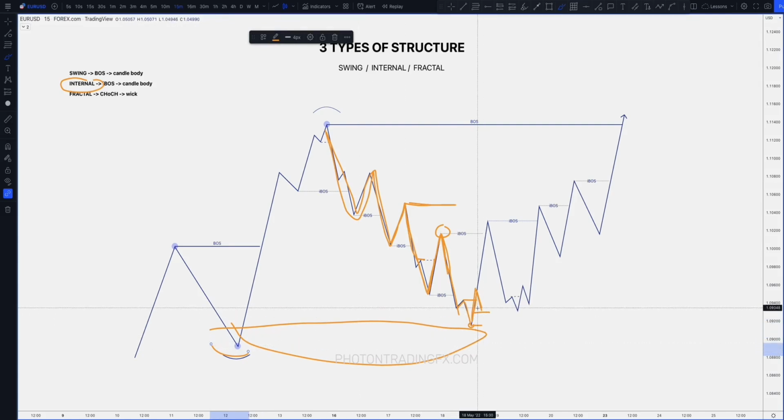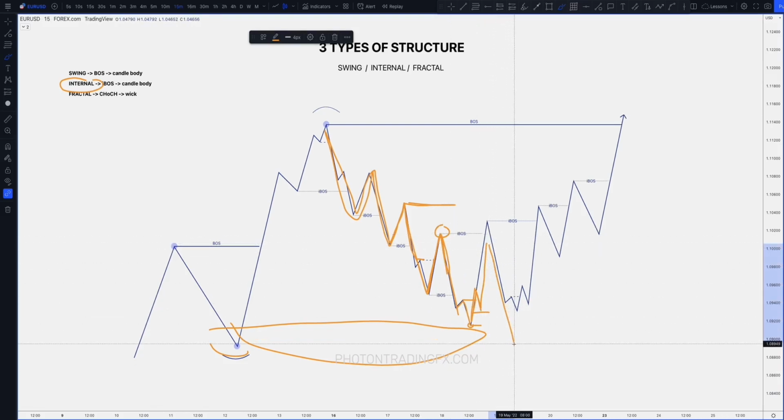So we can get in long here, but we have to accept that when price comes up to this point, if we're already long, we may want to take partial profits. You don't have to. Just be thinking about how you want to incorporate this into your own trading, because the internal structure may stay bearish and that could continue.